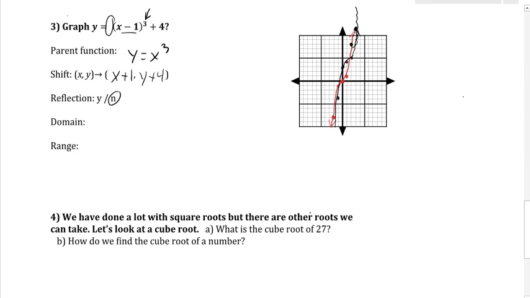Our domain, all real numbers. Our range. What y's come out of here? Well, all the positive y's come out because we can put all the positive x's in, and all the negative y's come out because when you cube a negative times a negative times a negative, it's still a negative. So our range is also all real numbers. When we say that in interval notation, that is negative infinity to positive infinity. Negative infinity to positive infinity.